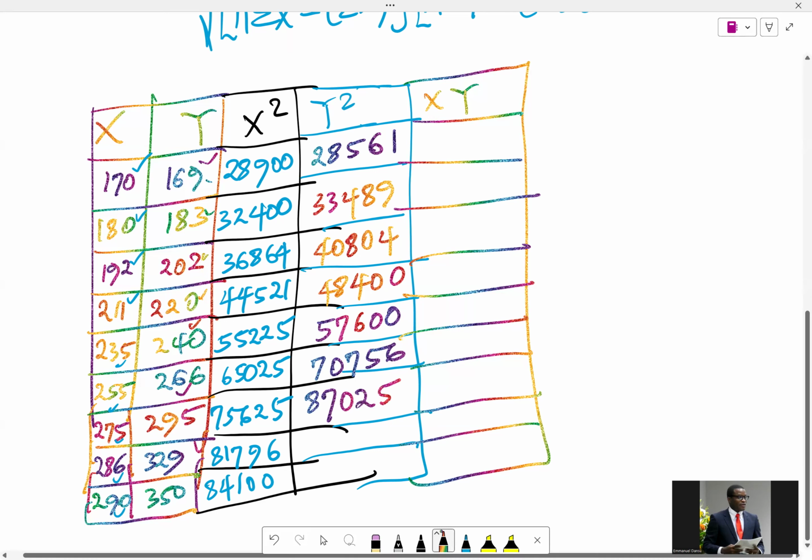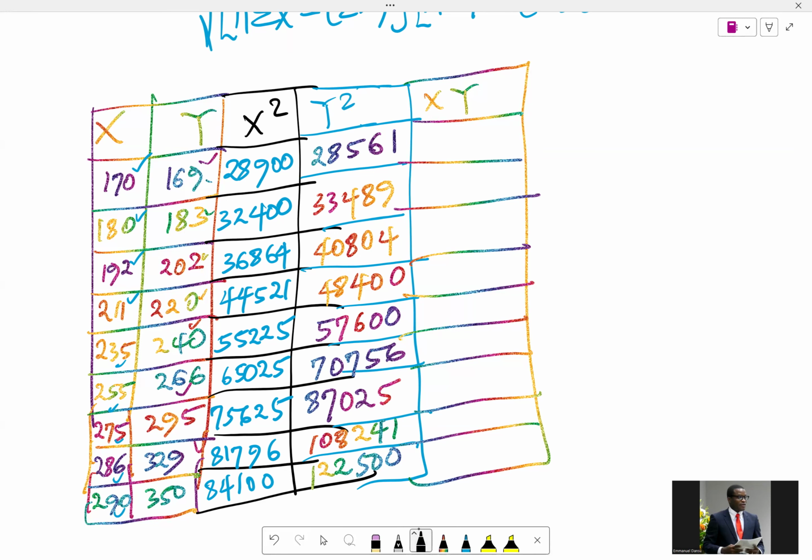That is 87025. Then we have 329 raised to power 2, that's 108241. Then 350 raised to power 2, that's 122500. All right, so everything is done.